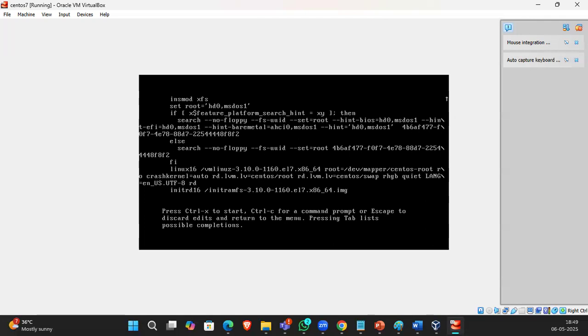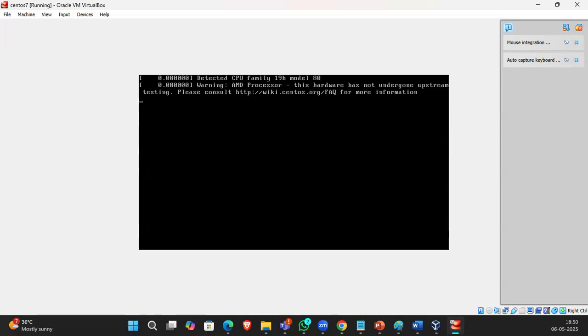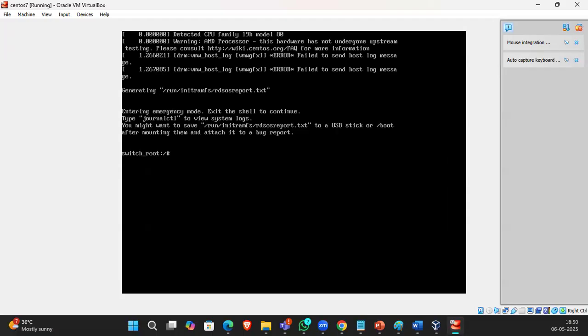rd.break అని క్లిక్ చేస్తే. rd.break=1, then Ctrl+X. Ctrl+X అంటే సేవ్. ఇప్పుడు చూసావా, switch root, you're in the single user mode.